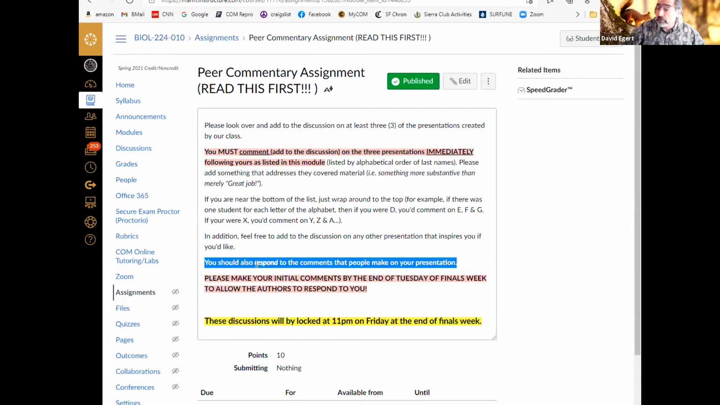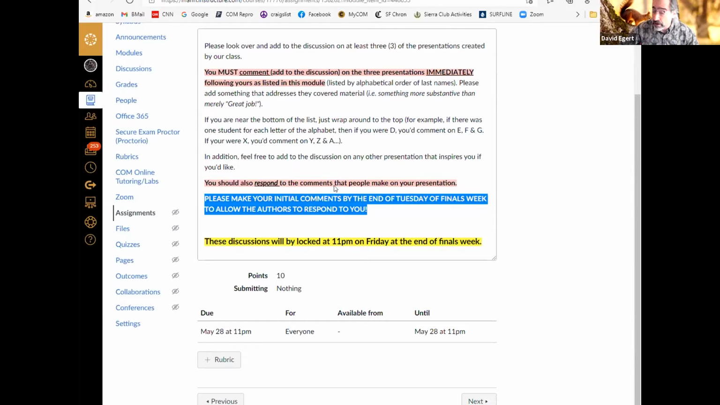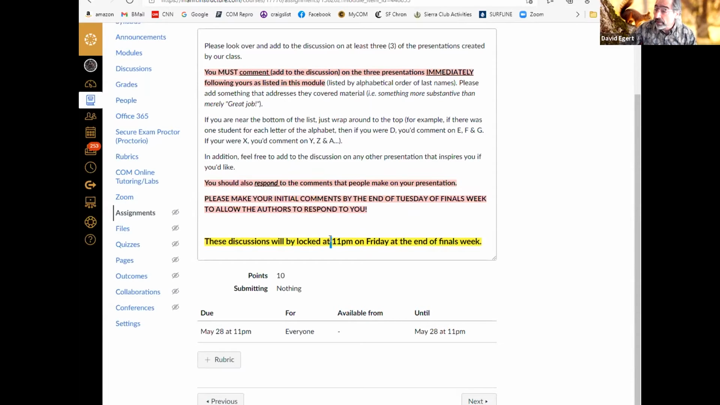It says you should also respond to the comments. So people will make comments on yours, and you should respond back to what they have to say. And I'm saying here, please make your initial comments within the next week, because otherwise the people won't have a chance to respond to your comments. So sometime in the next week, find your way into this discussion section and comment on at least the 3 presentations after you. Latest, the discussions are going to be locked on Friday of next week, of finals week.